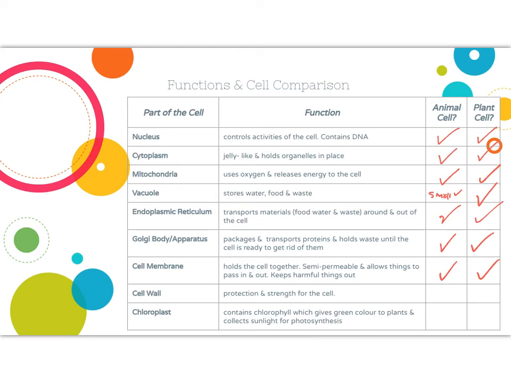The cell wall is protection and strength for the cell. There is not a cell wall in an animal cell. There are only cell walls in plants. And this is because plants need a little bit more rigidity or strength to hold themselves up. Chloroplast contains chlorophyll, which gives the green color to plants and collects sunlight for photosynthesis. Since animals do not undergo photosynthesis, they do not have chloroplast. The plant cells do.